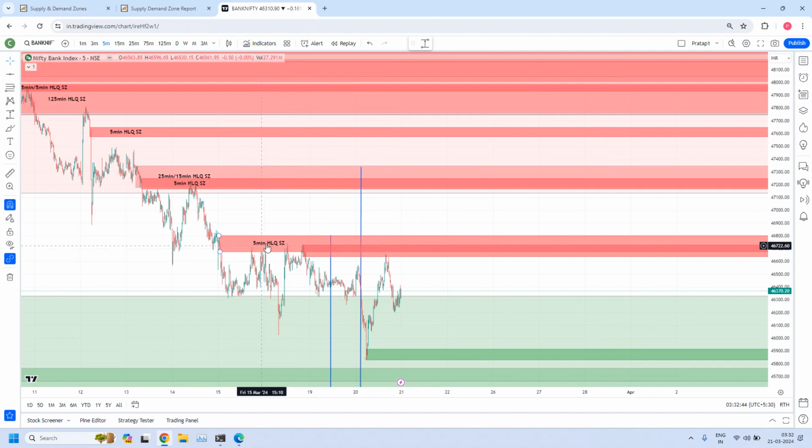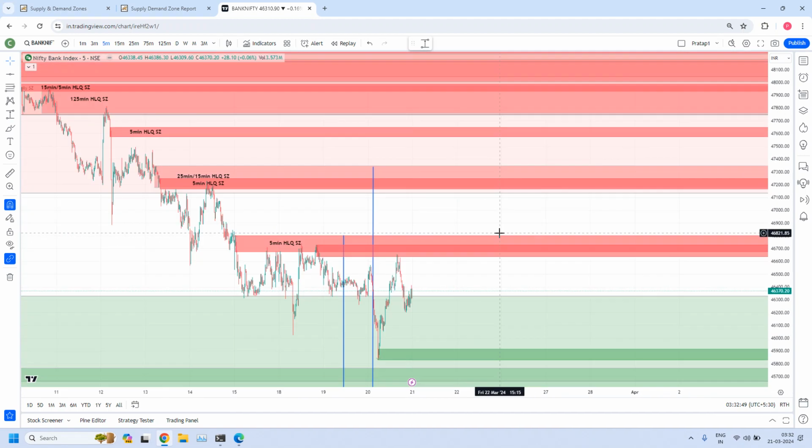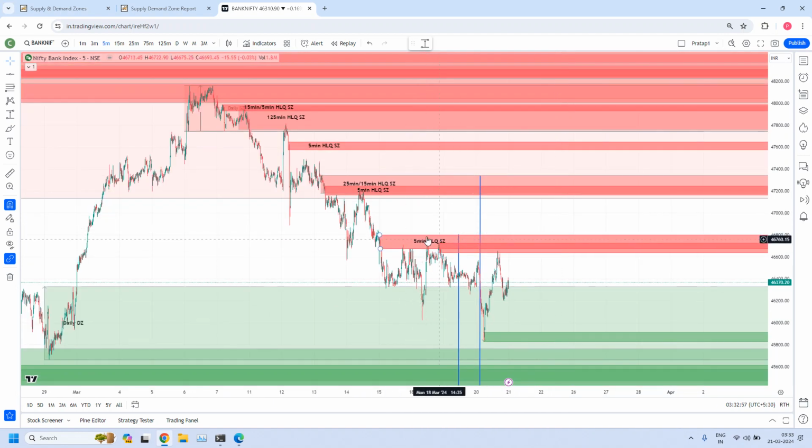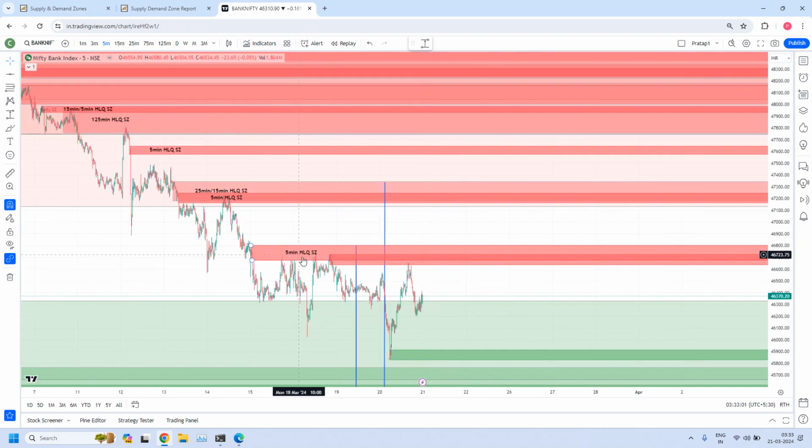See how many times this 5-minute zone has supported us. Several tests it has given. Is it going to give on tomorrow? We don't know. Maybe it may give or it might be violated. Anything can happen. But is it compulsory that it will violate? That we can't tell. Because this is a 5-minute high liquidity zone, it has the capability to support multiple trades.